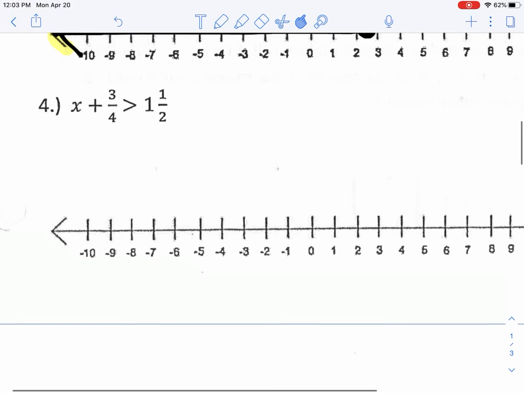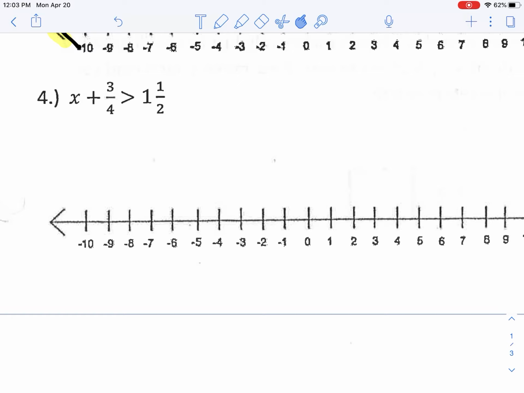Okay, number 4, we've got another extra step here. So this is x plus 3/4 is greater than 1.5. So we know to add and subtract fractions, we first have to have a common denominator. So the first thing I'm going to do is rewrite that entire inequality using my common denominator. So I'm going to say x plus 3/4 is greater than, not 1.5, I'm going to call that 1 2/4.